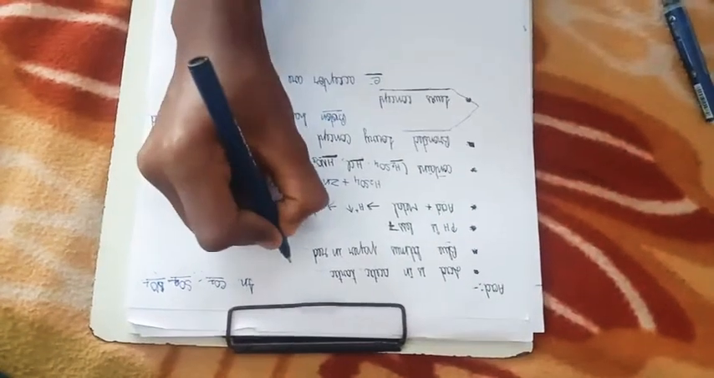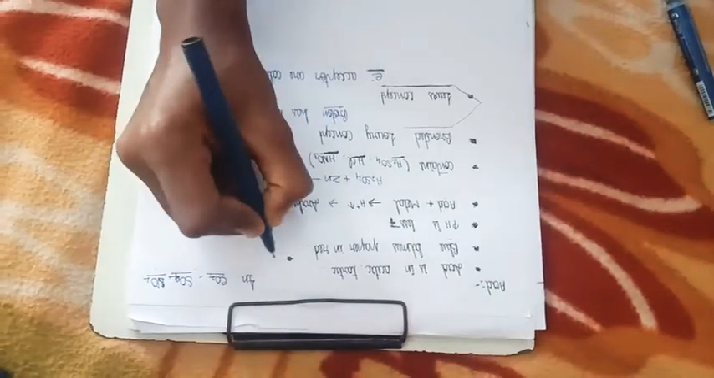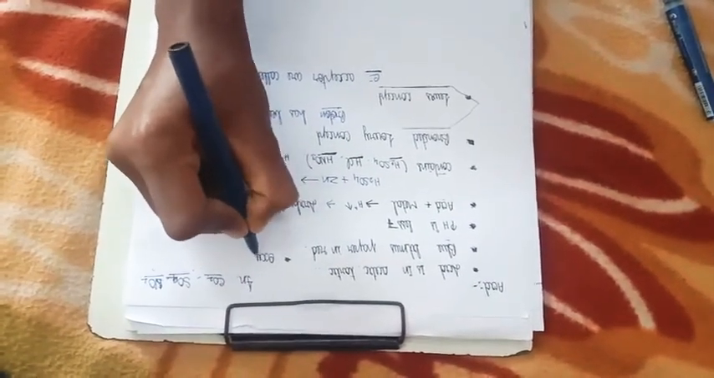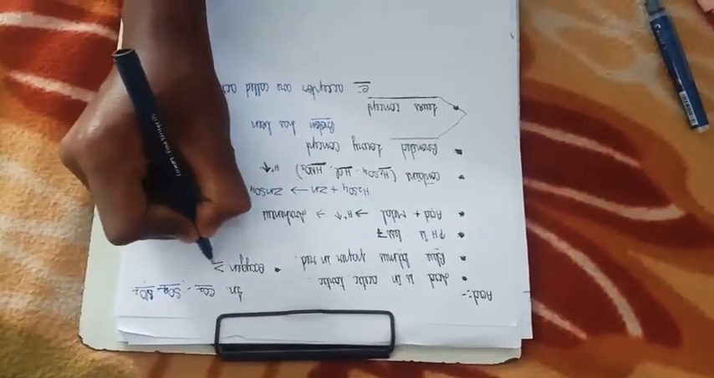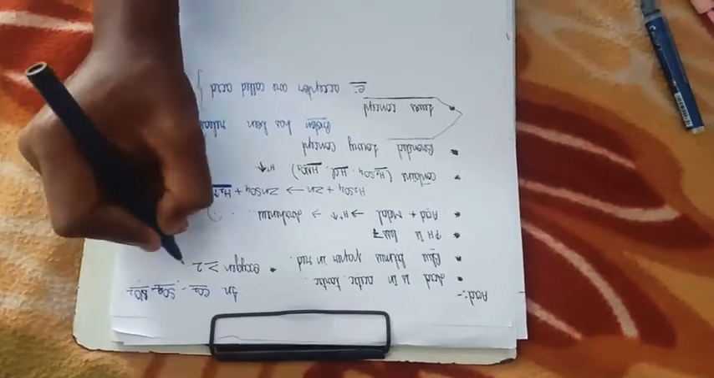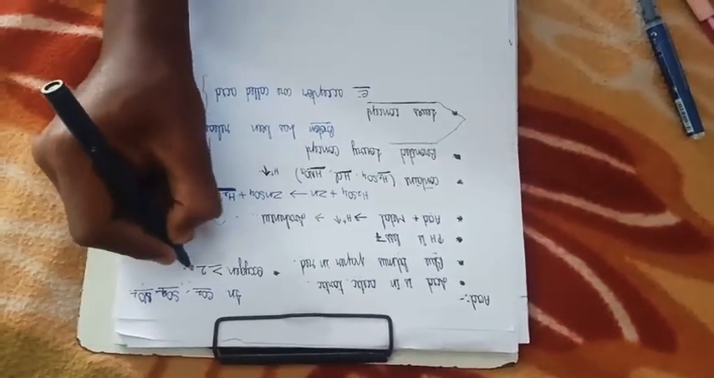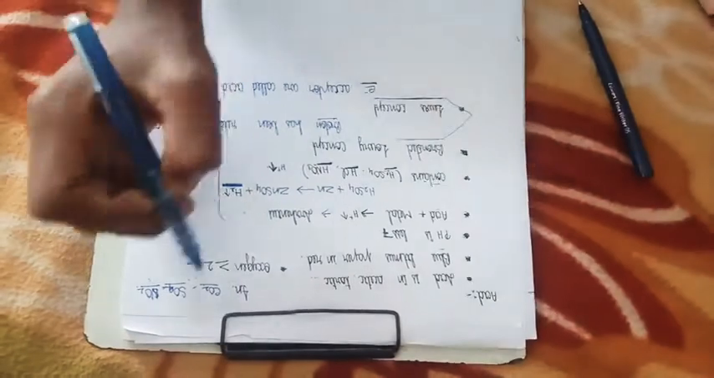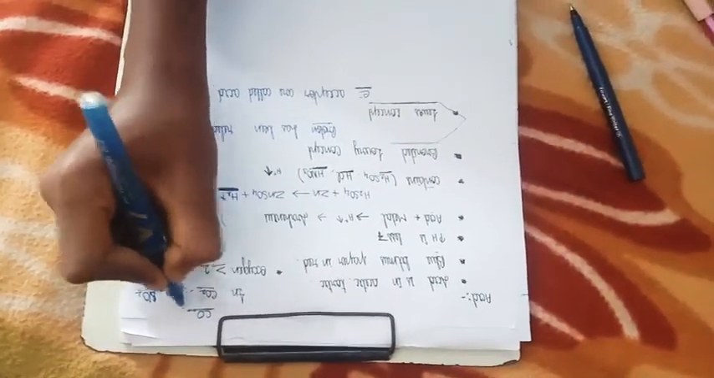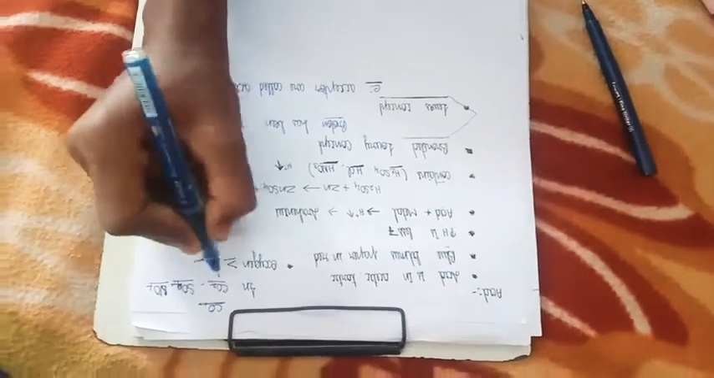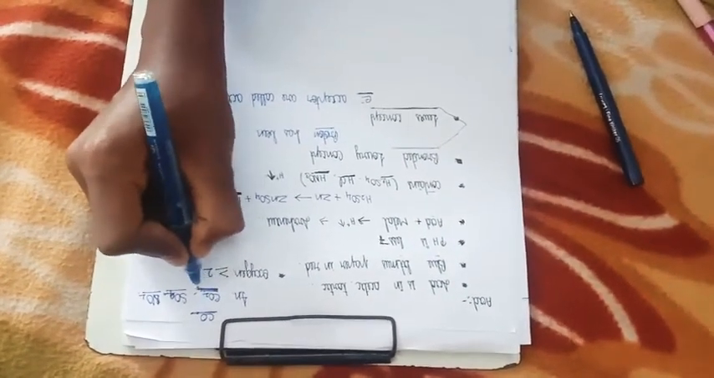So we take one more point: oxygen greater than or equal to 2 is called acid. That means CO is not an acid, carbon monoxide is neutral, but CO2 is acidic in nature.